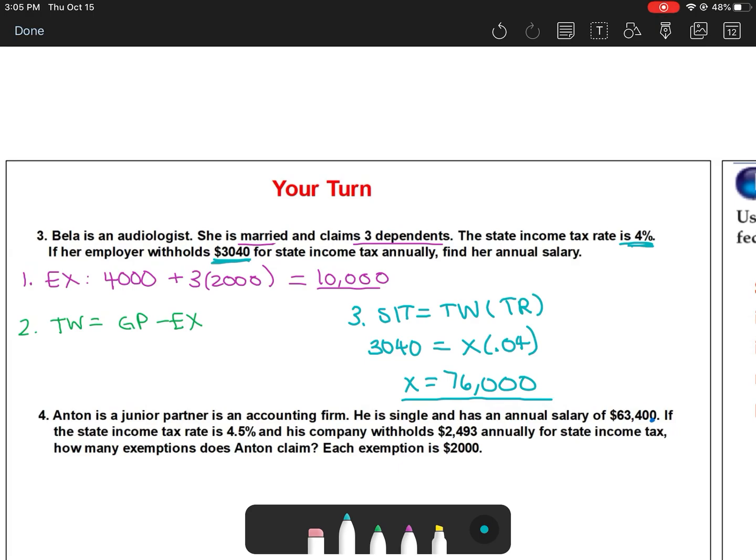So her taxable wage, we just found that. That's 76,000 equals her gross pay. Again, that's what we were trying to find. So I'm going to use Y minus her exemptions, which is 10,000. Okay, well, to solve for Y, I'm going to add 10,000. So we found her gross pay to be 86,000.